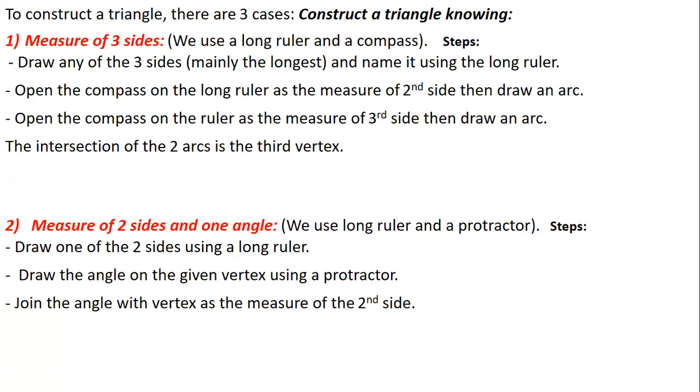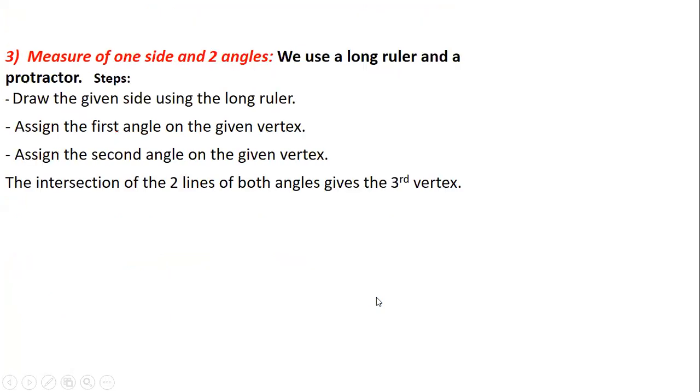We might be given the measure of 2 sides and 1 angle. So here I should use the long ruler and the protractor. How can I draw? I draw one of the 2 sides using the long ruler. We then assign the given angle using the protractor. After that, we join the angle with the vertex as the measure of the second side.